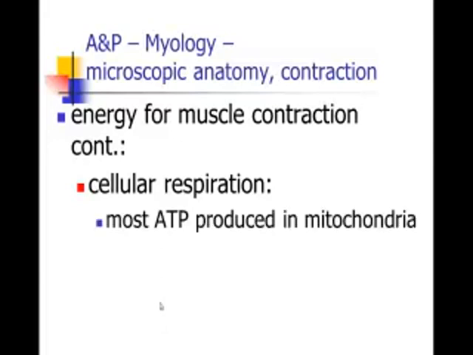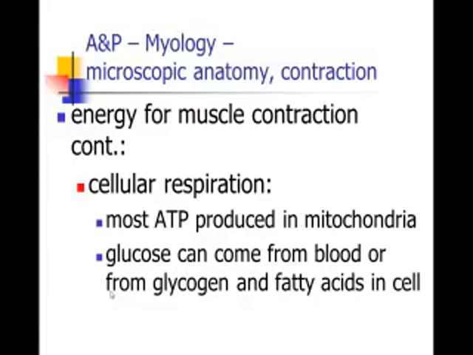Cellular respiration. Cellular respiration doesn't involve air in your lungs. This is the chemical breakdown, usually of glucose, and most of the ATP that is produced during cellular respiration is going to be produced in mitochondria. Also, you can get glucose from the blood, and so on and so forth.